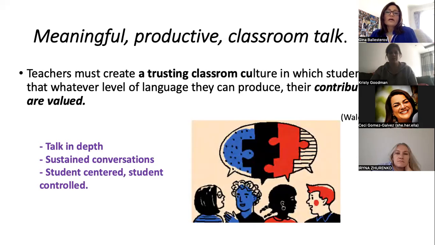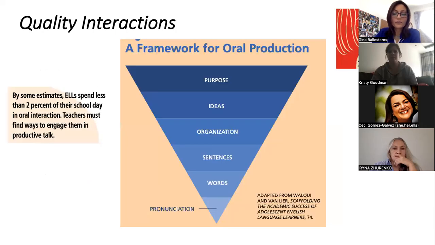So, as I said, using talk to learn to talk and to access literacy is really the focus of my session here. And I'm going to focus on meaningful classroom talk. We can leverage the power of classroom interactions to simultaneously foster language development, content knowledge, and analytical practices. Most importantly, teachers must create a trusting classroom culture in which students feel that whatever level of language they can produce, their contributions are valued. And I would add also, whichever language they use is valued.